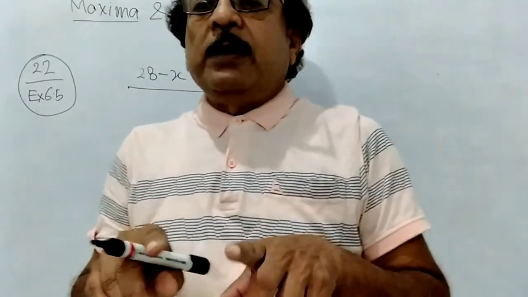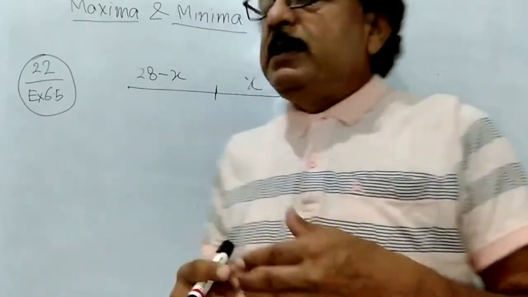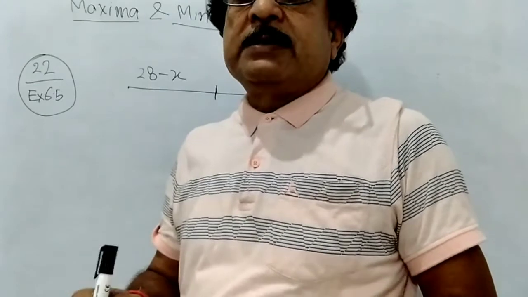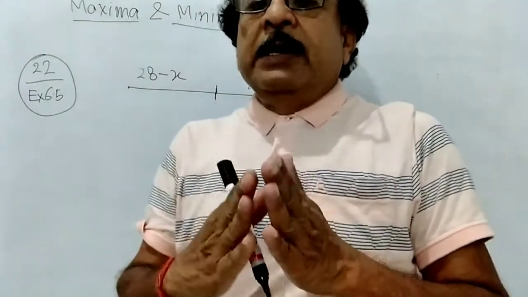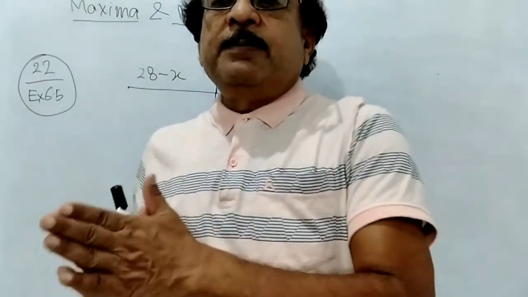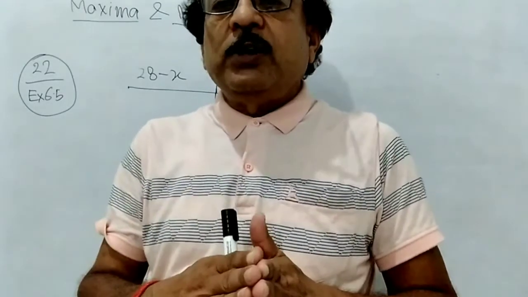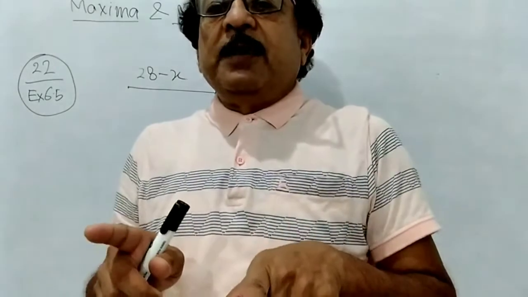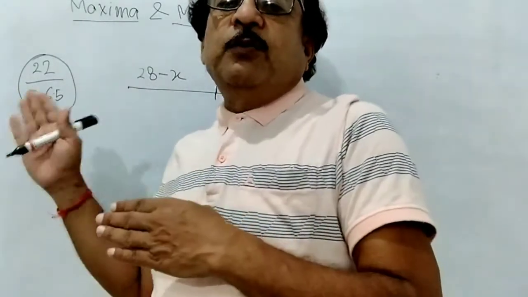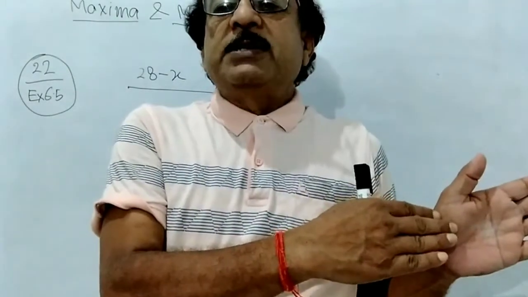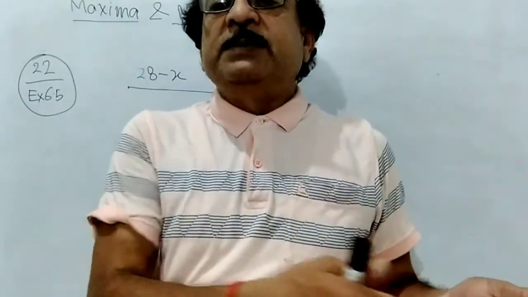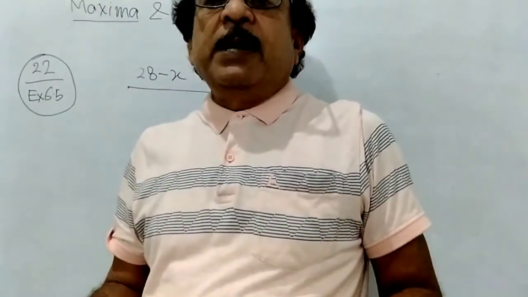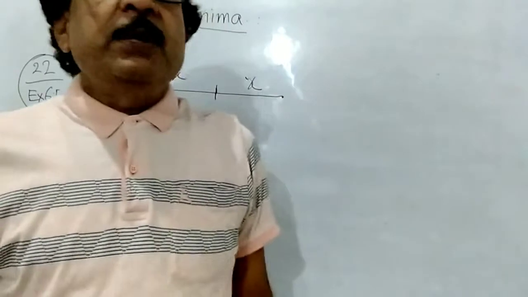It means that the perimeter of the square is equal to one piece, and the perimeter of the circle is equal to the other piece. एक पीस से स्क्वायर बनता है और दूसरे पीस से सर्किल। So let the first piece, 28 minus X, be the perimeter of the square.